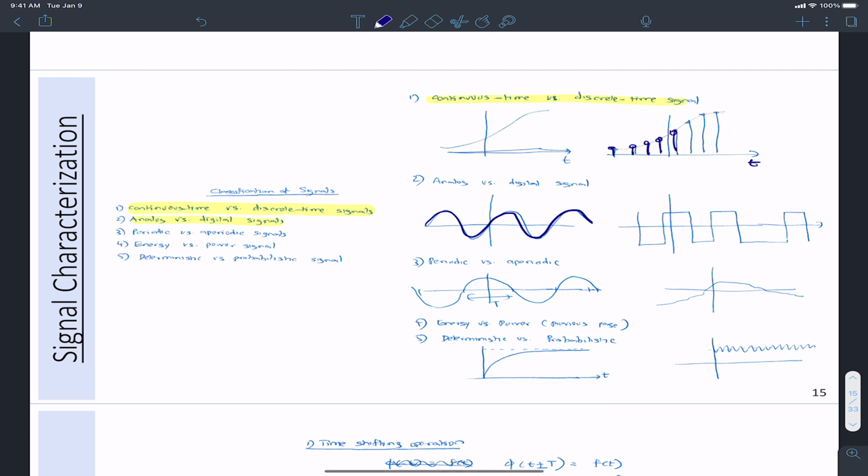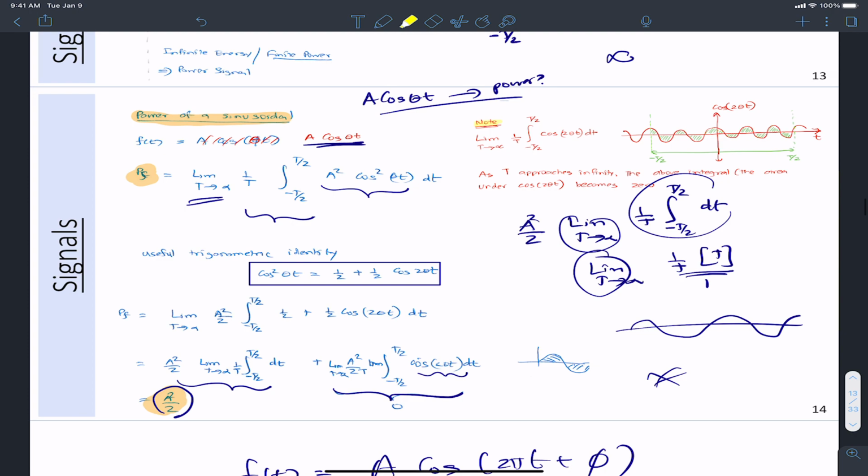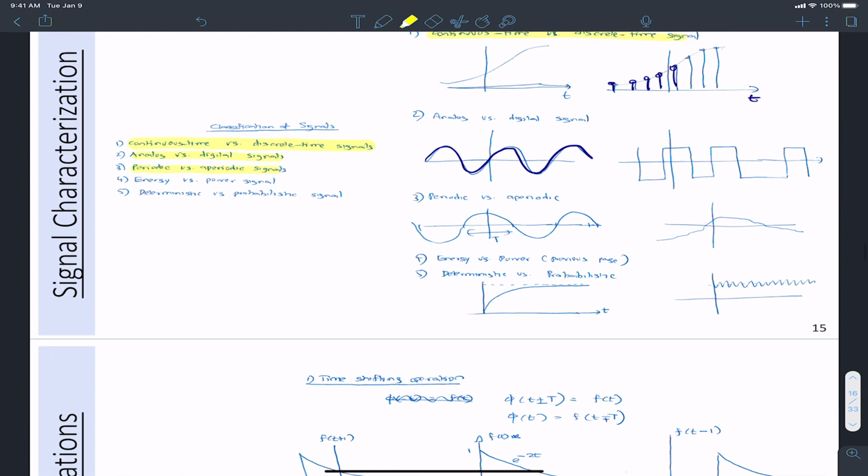It's always present, whereas a digital signal is something that is either present or it is not present. 0, 1, that is a digital signal. And then periodic versus aperiodic signal. Periodic signal, we saw that in the previous example. For example, cosine, sine, that is a periodic signal. And an aperiodic signal is something, for example, an exponential function.